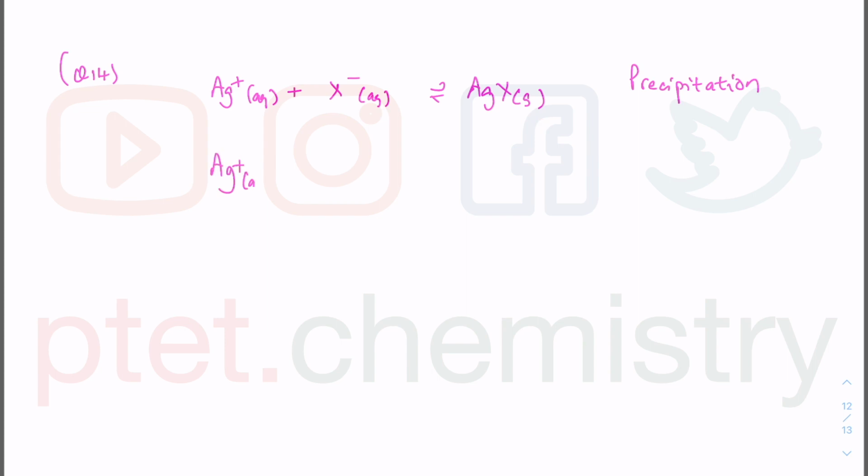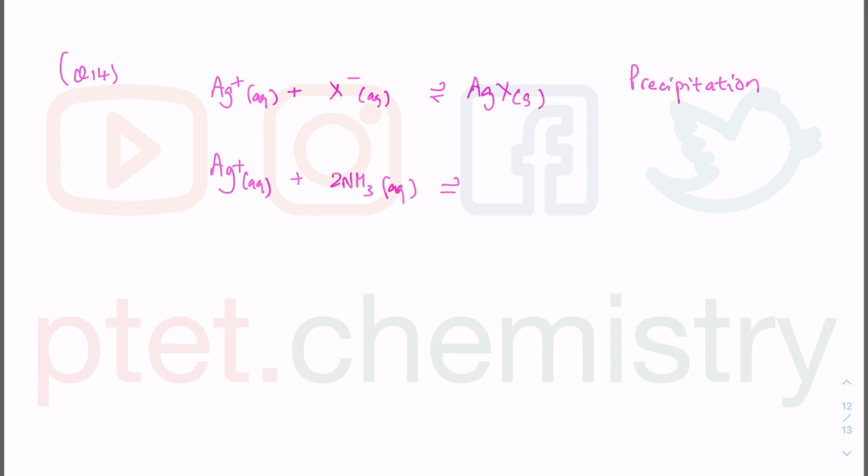So question 14 is about some qualitative analysis, am I correct? Looks like it's a test for halide ion. We have Ag+ (aq) plus X- (aq), reversible, to give us this reaction. This is actually a precipitation reaction, because aqueous solution plus aqueous solution gives you the silver halide solid, which is a precipitate. And then you have equilibrium 2, where the Ag+ (aq) reacts with 2NH3.